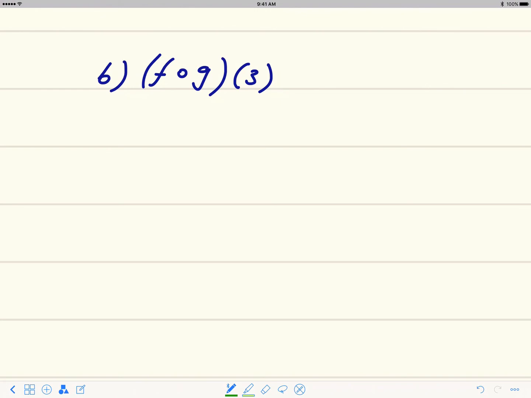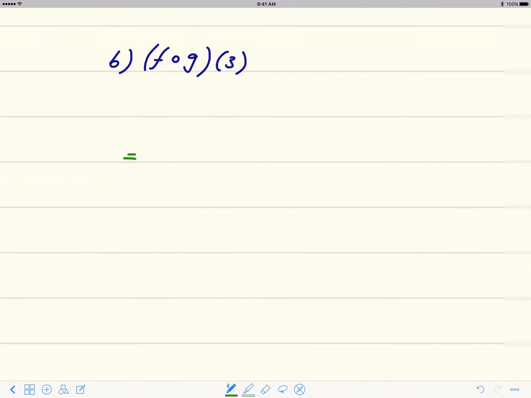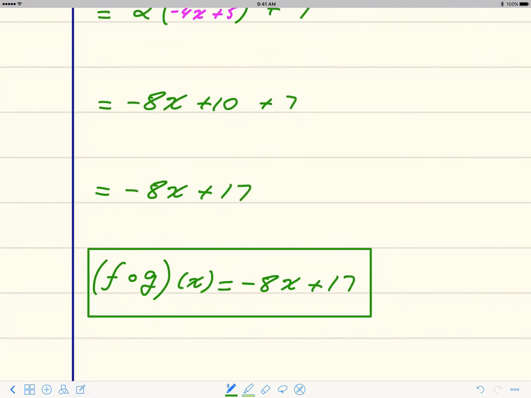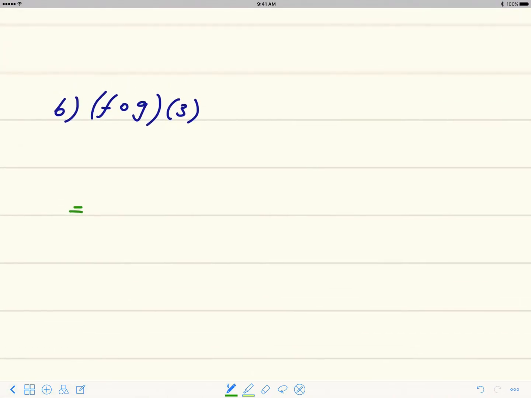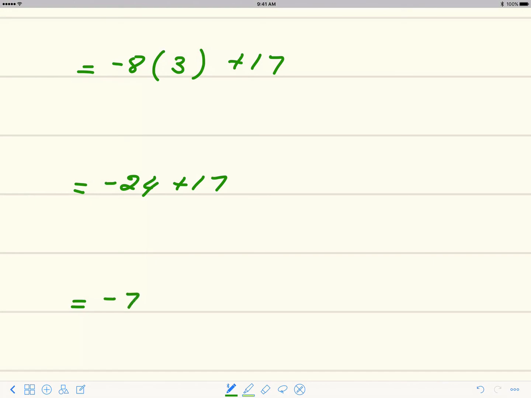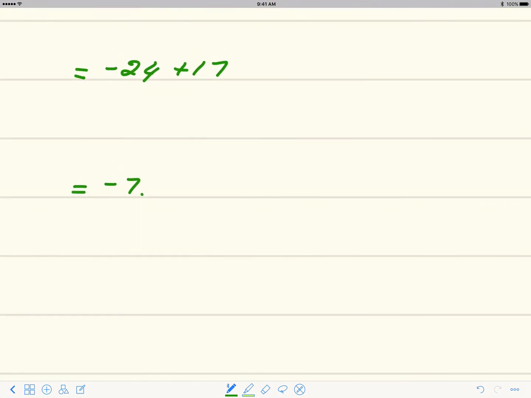Okay? And so now instead of using the definition to calculate f circle g of 3, I can just use the formula that I just discovered, this formula that I told you to make a note of, negative 8x plus 17. And instead of x as my input, I have the input of 3. So I get negative 24 plus 17, negative 7. Great, so we've calculated that f circle g of 3 is equal to negative 7.